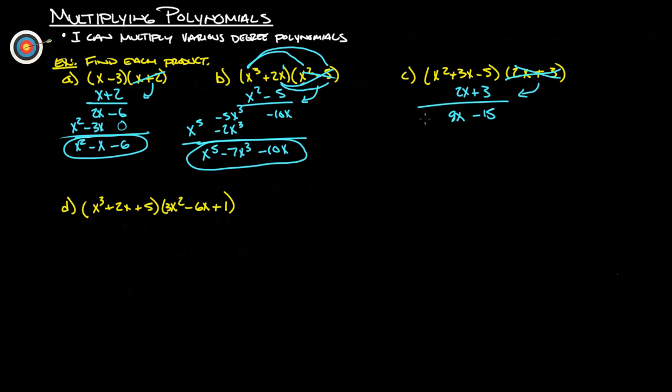3 times x squared is 3x squared. So look, we've got constants, x's, x squared. So this is nice. 2x times negative 5. 2 times negative 5 is negative 10. And then we've got just x to the first. So it's going to slip in right here, negative 10x.